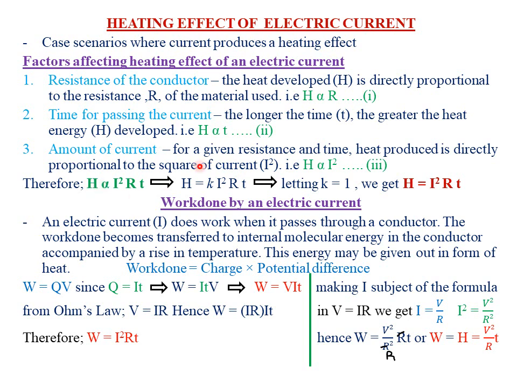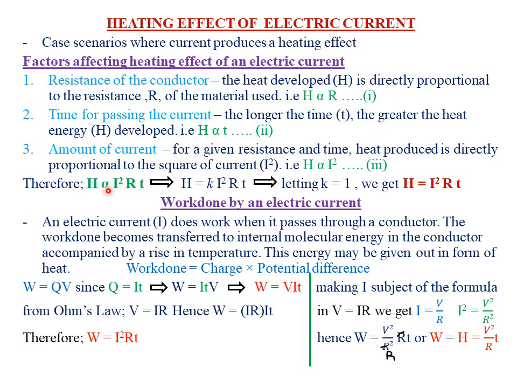Then of course H from equation 3 is directly proportional to the square of current. Therefore H is directly proportional to I squared. From equation 1, H is directly proportional to the resistance R, so I just put my R here. Then from equation 2, H is directly proportional to the time of passing the current, therefore H is also directly proportional to T. So combining the three equations, we shall have H being directly proportional to the square of current multiplied by resistance, also directly proportional to the time of passing the current through a conductor.